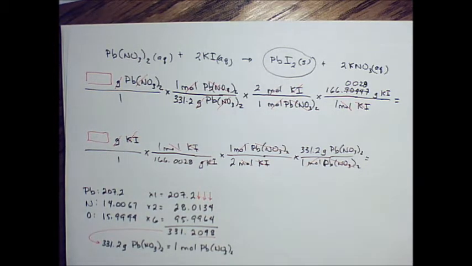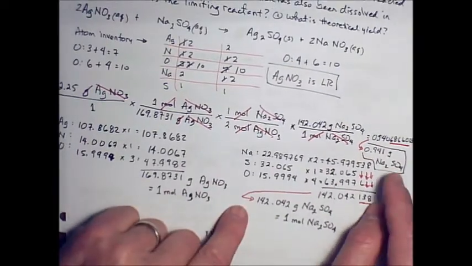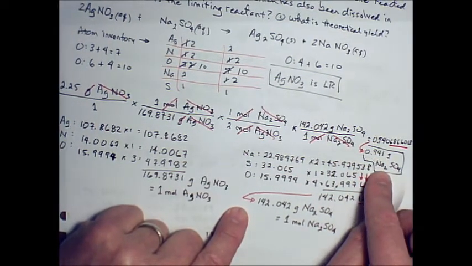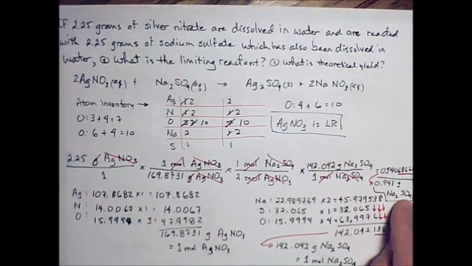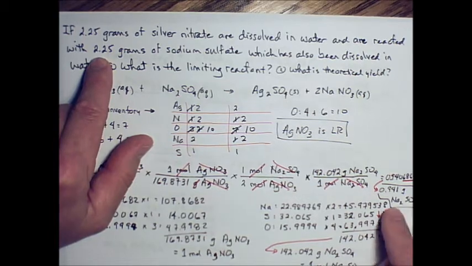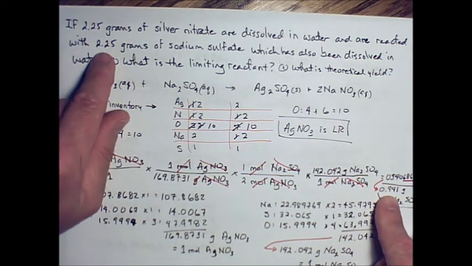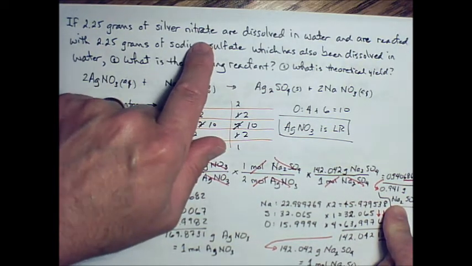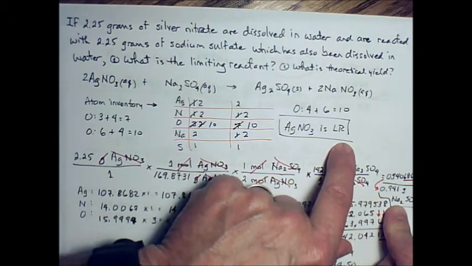So yesterday, when we did this example, we found that we had 0.941 grams of sodium sulfate, but we had 2.25 grams of sodium sulfate in the problem. So this is less than that. This is the excess reactant, making the other reactant, in this case silver nitrate, the limiting reactant. So silver nitrate is a limiting reactant.